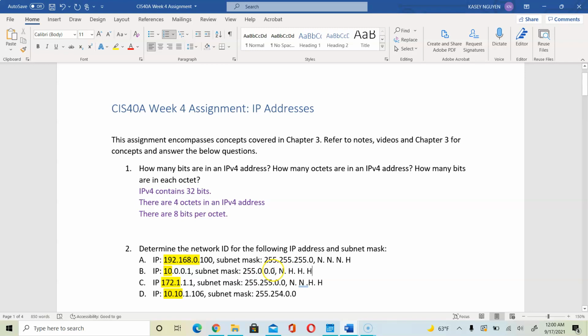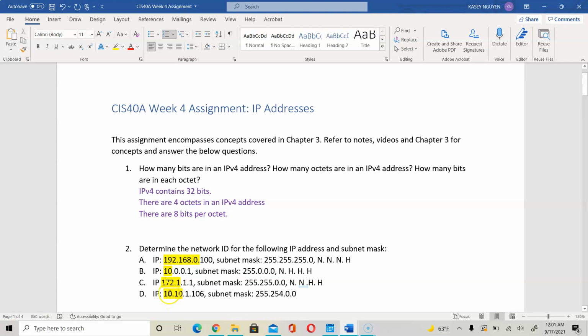So what you see here is for C, the first 2 octets are going to be all the bits are on. So the subnet mask is 255.255.0.0. That means that the first 2 octets of the IP address identify the network, which is 172 and 1. That would be the network ID for question C.